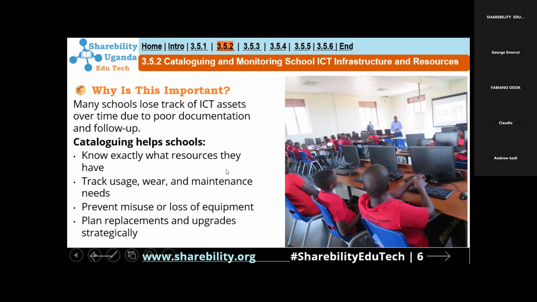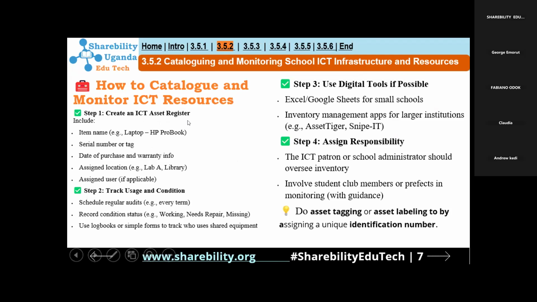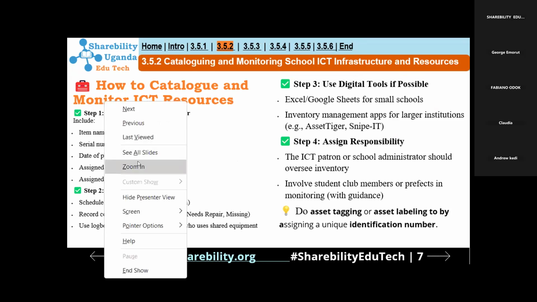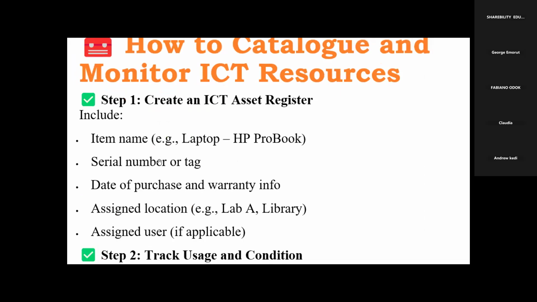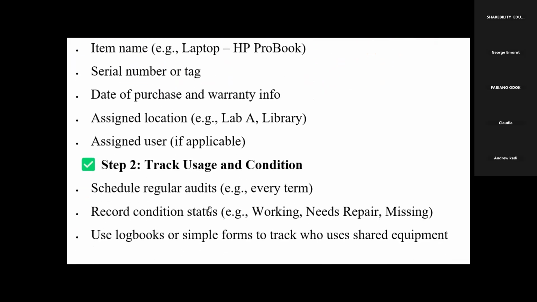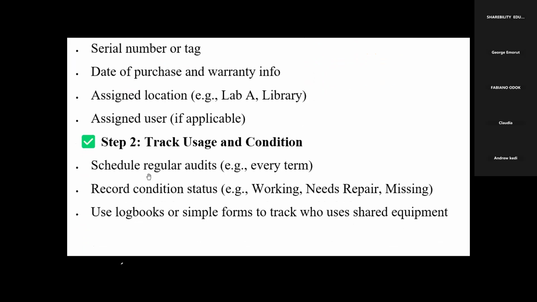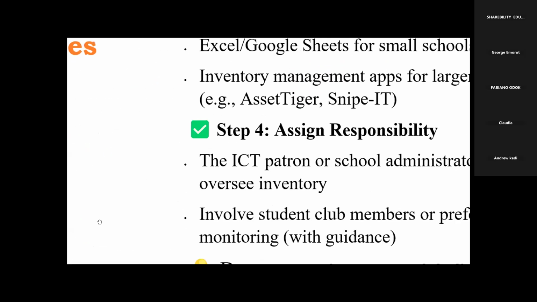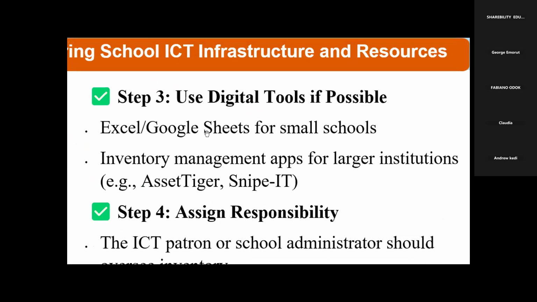Some of the computers UCC provided, you go there and they are not working, they are all down because even the head teachers never bothered to monitor usage. So as you do a catalog, make sure that you create an asset register. Let this asset register, like the one I've just shown you, capture the serial number, the date of purchase, who is assigned, and track the condition every term. Use logbooks or simple forms to track, and you can also use Excel if you have small schools.